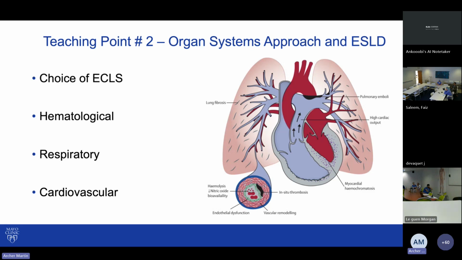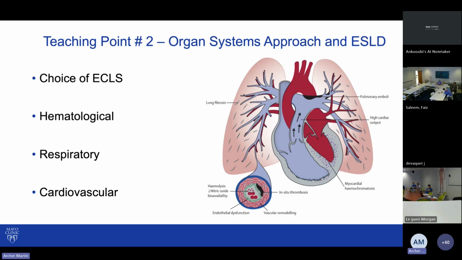But what about teaching point number 2? It's important that we have a complex management that's structured in a simple way. We need to have an organ systems-based approach, and we need to have it tailored to the patient's end-stage lung disease. This will help us in guiding the choice of ECLS, and as we look at some of the various organ-based systems, whether it's hematological, respiratory, or cardiovascular, it's important to keep that in mind.